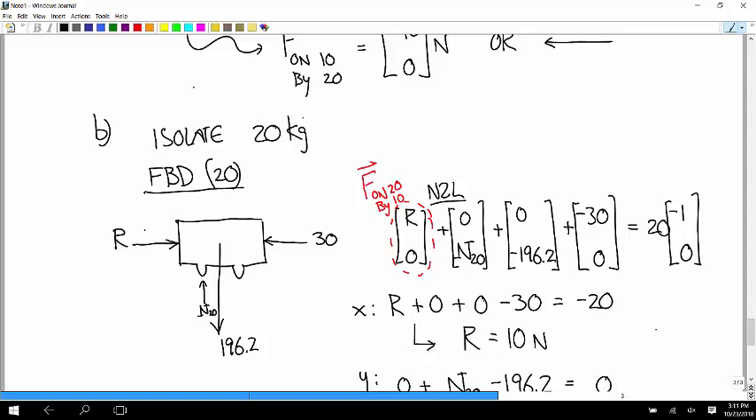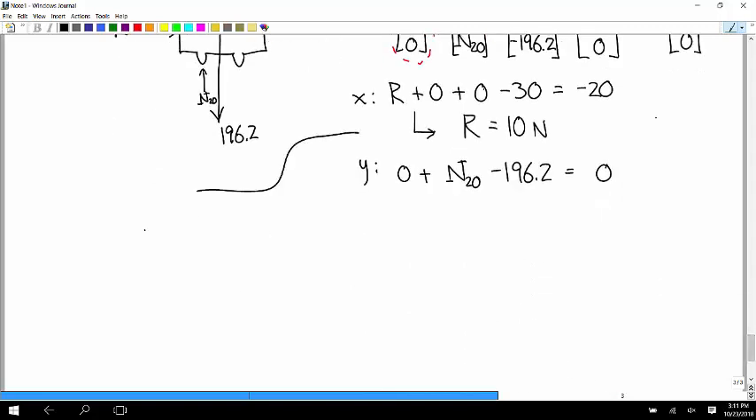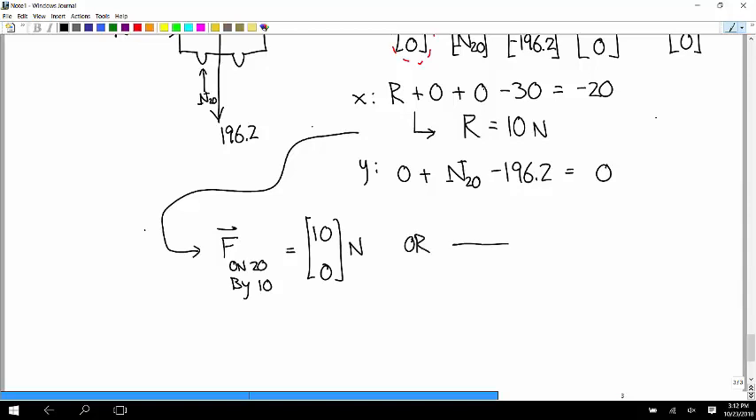And so now substitute 10 in for R, and you get that the force on the 20 by the 10 is equal to 10, 0. Or in the positive X direction with a magnitude of 10. So we can think of that as an arrow going this way with a magnitude of 10 newtons.